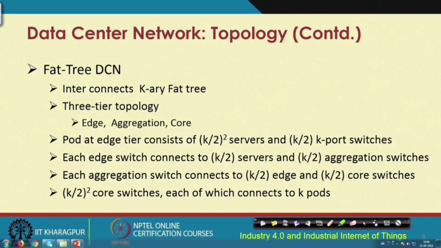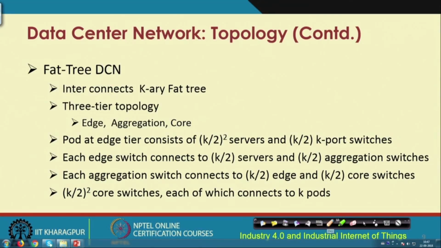Each of these edge switches is going to connect to k by 2 servers, which are basically the 2 servers that I had shown you, and k by 2, that means 4 by 2 equal to 2 aggregation switches. So, 2 servers below and 2 aggregation switches above. Each aggregation switch in turn will be connecting to 2 edge switches and 2 core switches, and that is what we have seen in the previous diagram. And k by 2 square, that means 4 core switches, each of which will connect to each of these different k pods.